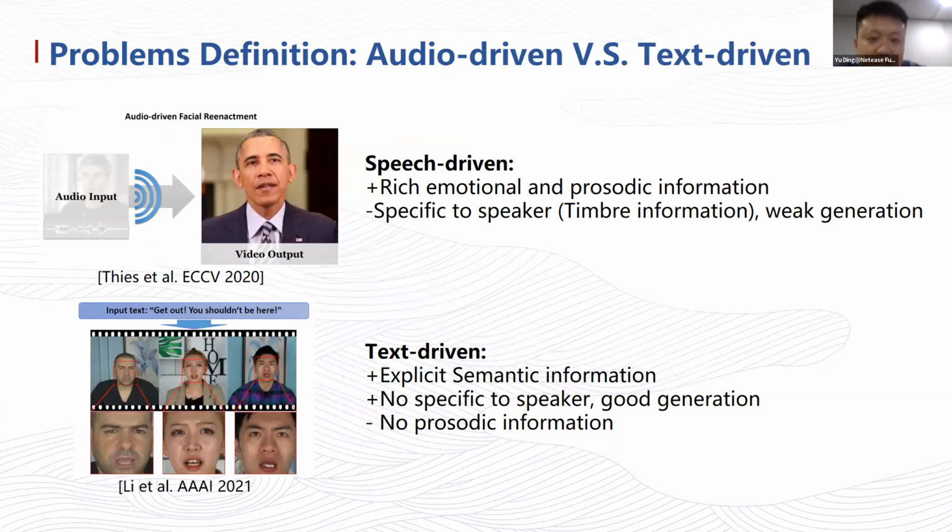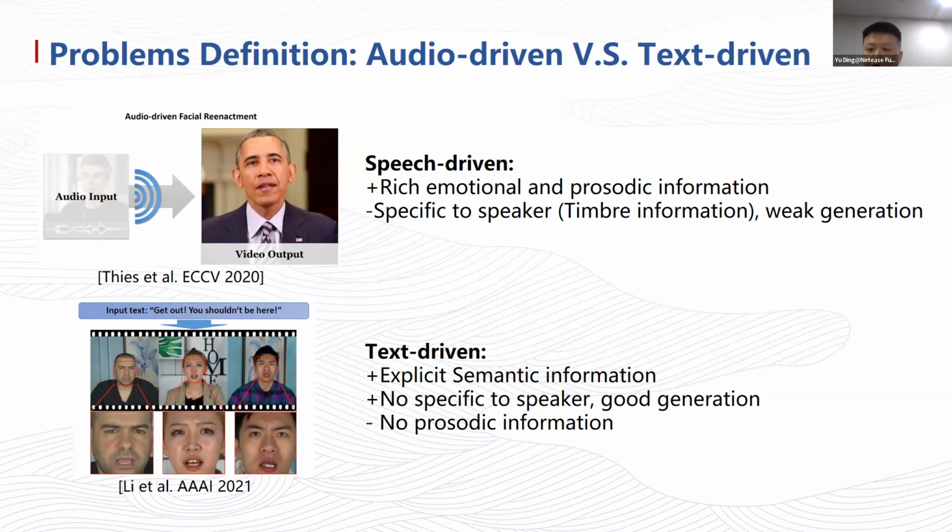So, I'd like to talk about what's the difference between the speech and the text signals. We can discuss this from 2 points. One is their information. Speech signals contain text content and richer emotional and prosodic information. On the other hand, text has more explicit semantic information, but text has no prosodic information. The other one is that the speech signals introduce timbre information, but the timbre information is a noise signal for speech-generated facial expressions because facial expressions have no relationship with the timbre information.